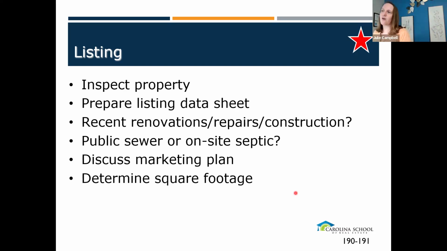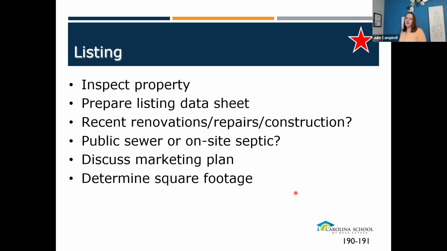So we want to inspect the property. We want to ideally walk around the property with the seller, noting red flags, things that stand out to us. Because guys, if you're seeing it, isn't a buyer's agent going to see it and ask about it? So let's go ahead and address this stuff now.